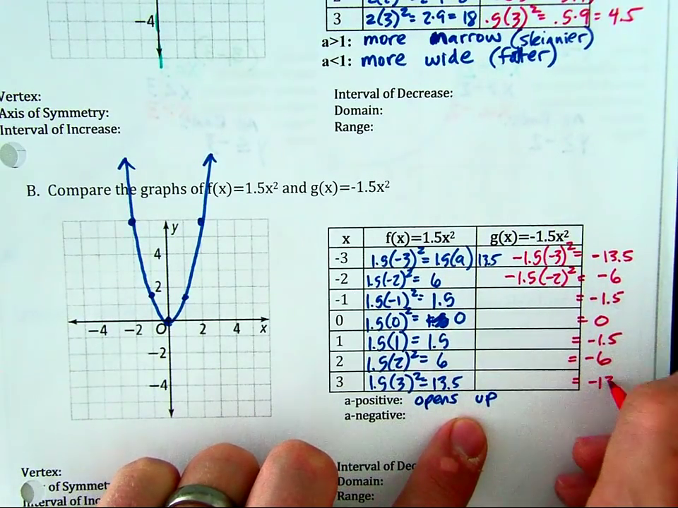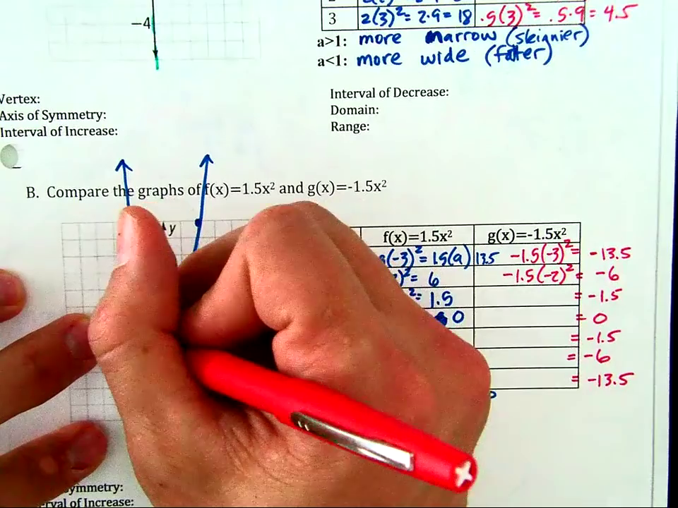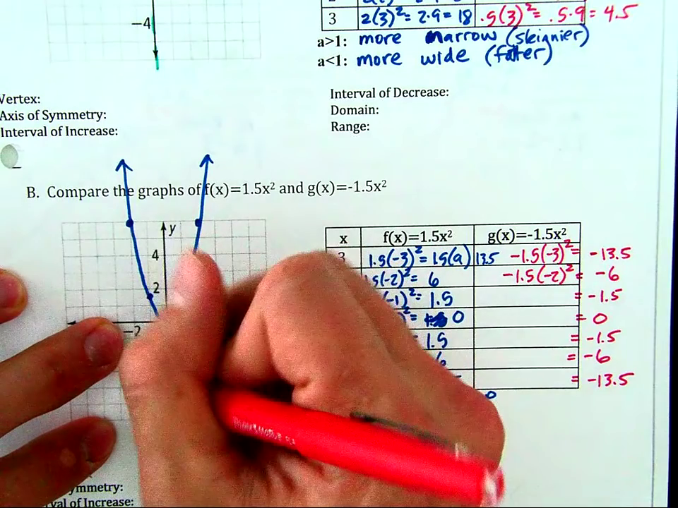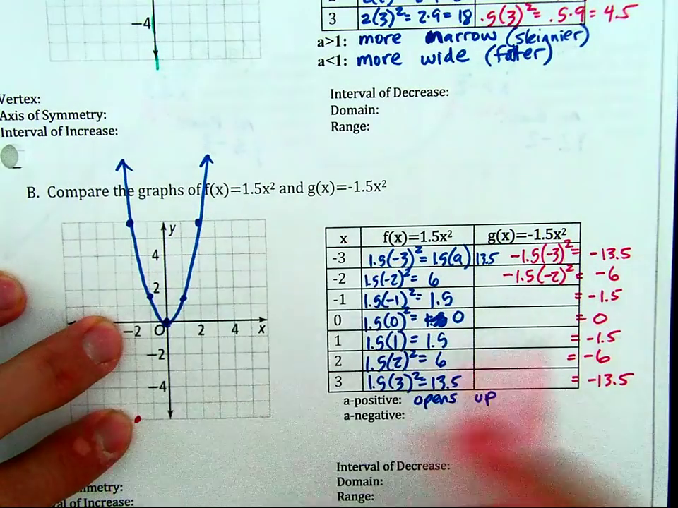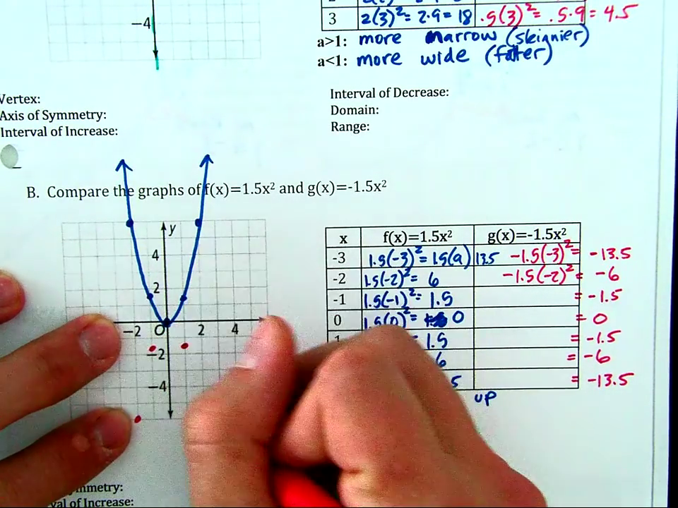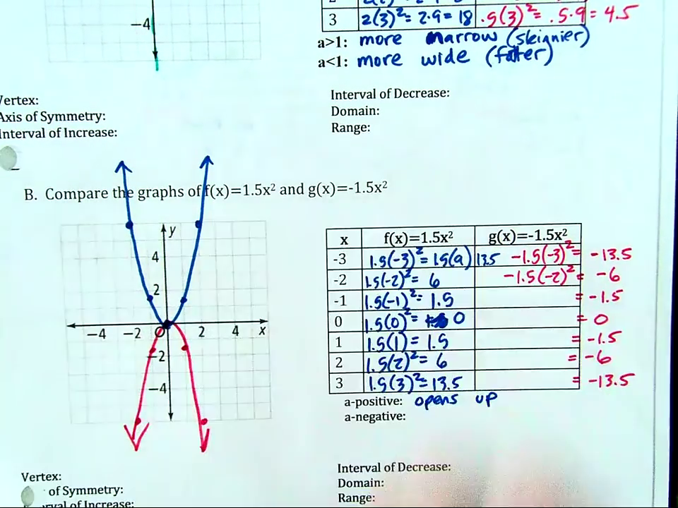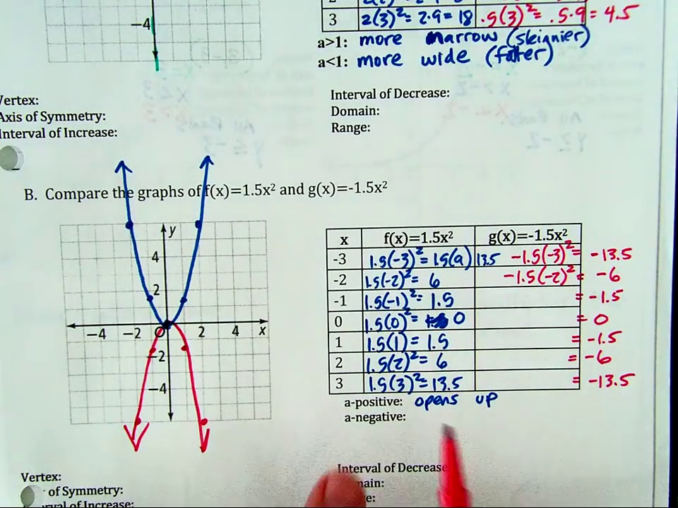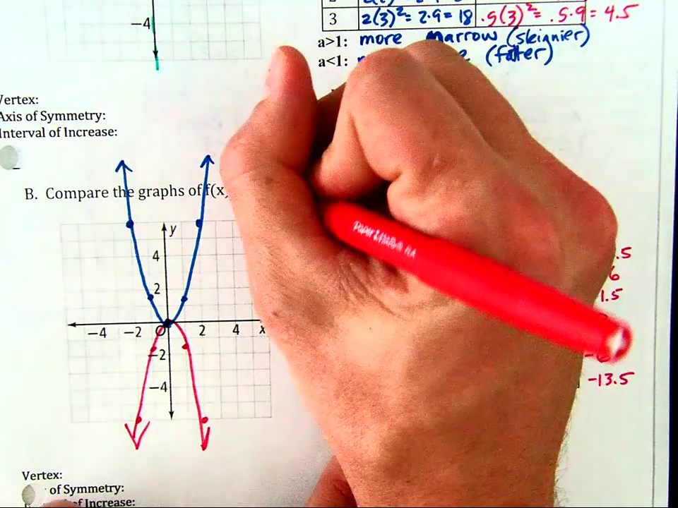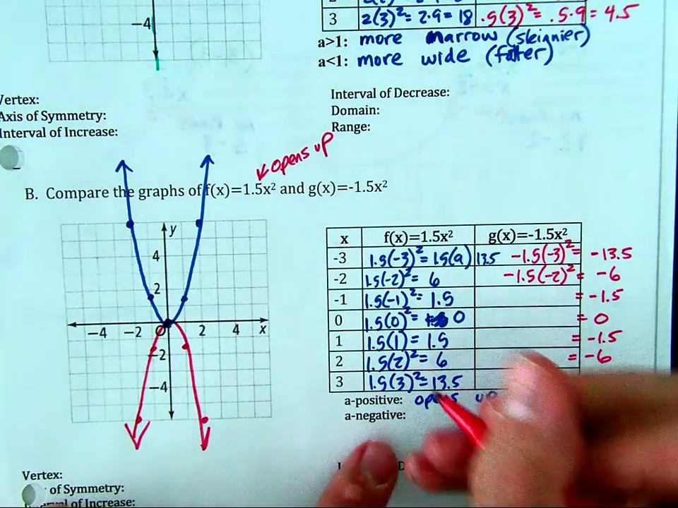So look what happens at the graph. At negative 3, negative 13.5, that's way off, we won't worry about it. Negative 2, negative 6, negative 1, negative 1.5. 1, 1.5, 2, 6. So the big thing here is when A is positive, when you're multiplying by a positive number, the graph opens up. When it's negative, we say it opens down.